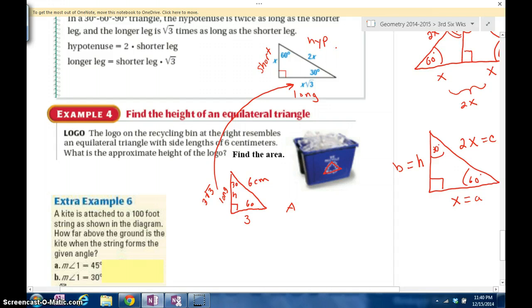So the base we'll make 3. The height is 3 square root 3 over 2. Should be A equals. So, multiply this out, we get 6 square root of 3 over 2. 2 goes into 6 3 times, so we get 3 square root of 3 as our area, centimeters squared. And that answers the question.